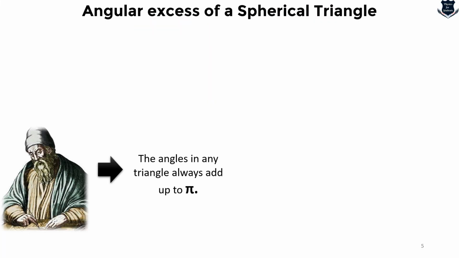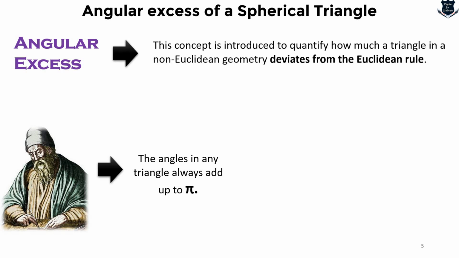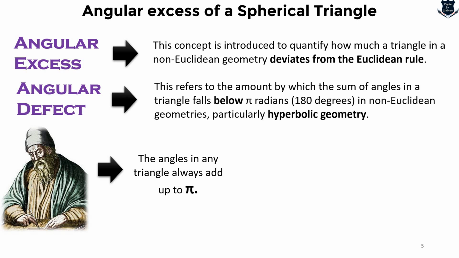Now, in order to quantify this departure from Euclidean geometry, where the angles always hold this to be true, we introduce a new concept called angular excess, which is defined by this amount. I will show you the Greek symbol. This concept is introduced to quantify how much a triangle in a non-Euclidean geometry deviates from the Euclidean rule. And there is another concept called angular defect.